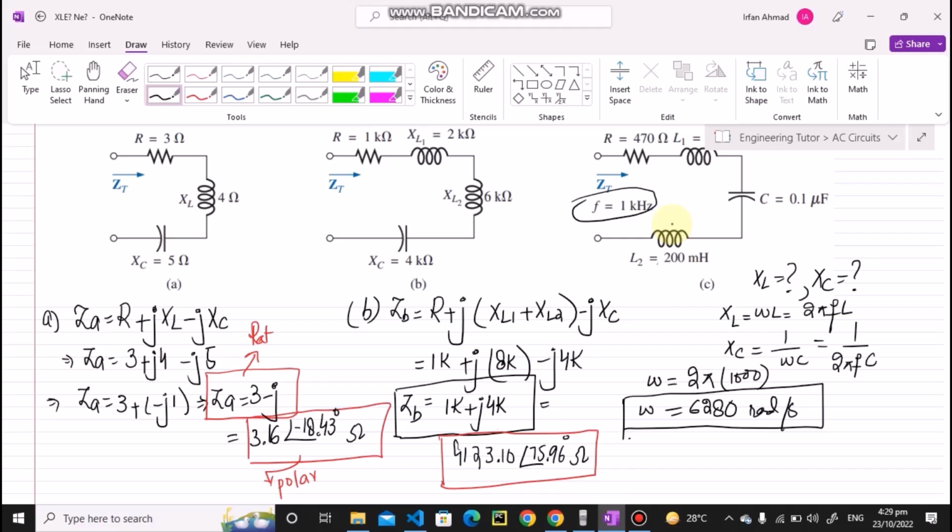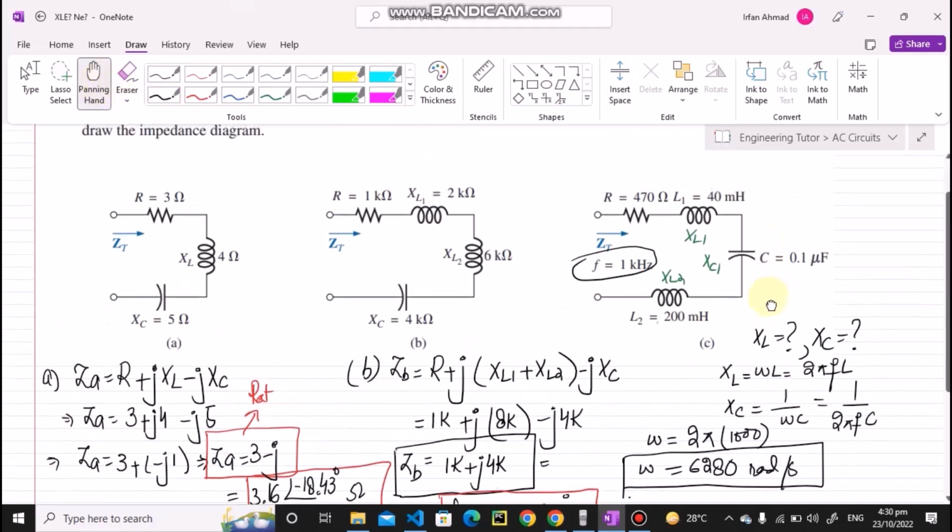From it we can very easily calculate our values, which are XL and XC. Here the first is XL1, this is XL2, and this is XC1. Let me write them in another color, green. Only one capacitor we have here. Let me calculate them, and first go down to see what the values are.